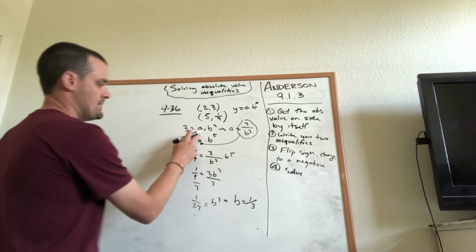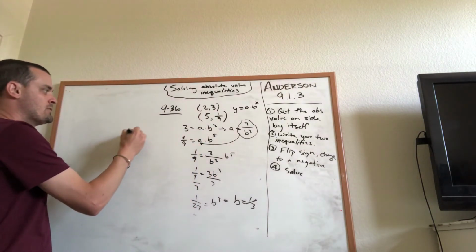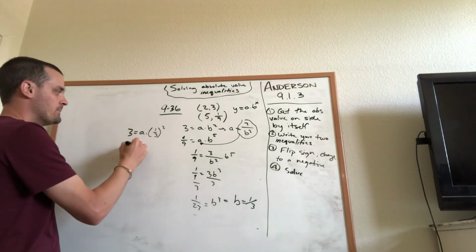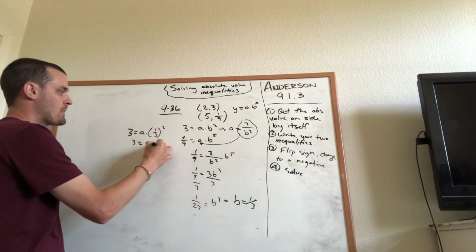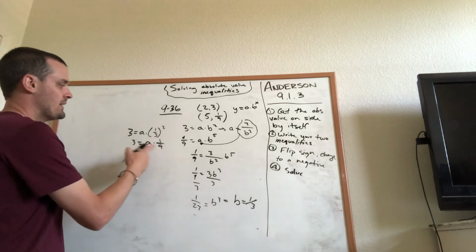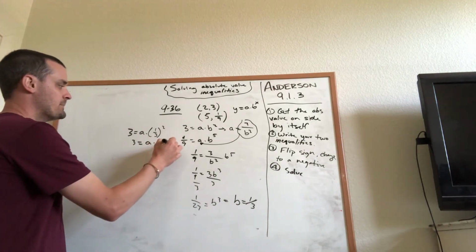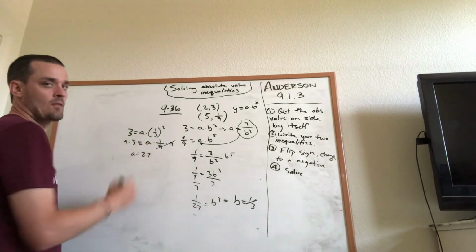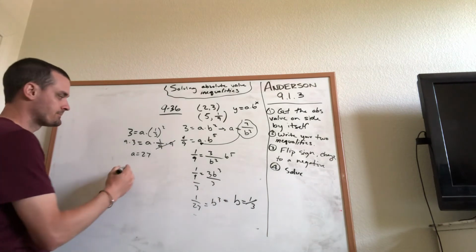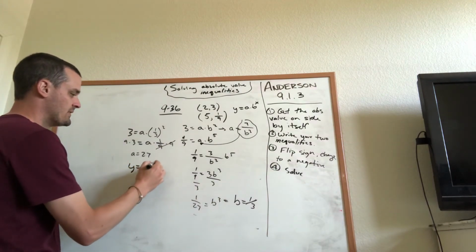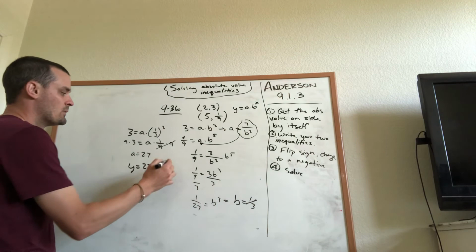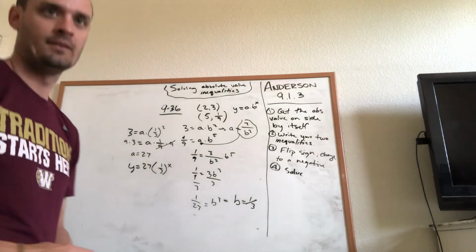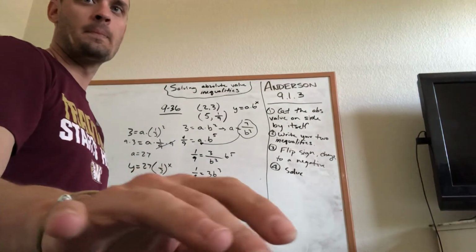Plug that back in. I'll plug it into the top one. So 3 equals a times 1/3 squared. So I get a times 1/9 equals 3. Multiply both sides by 9. A equals 27. Y equals 27 times 1/3 to the x. Super fun.